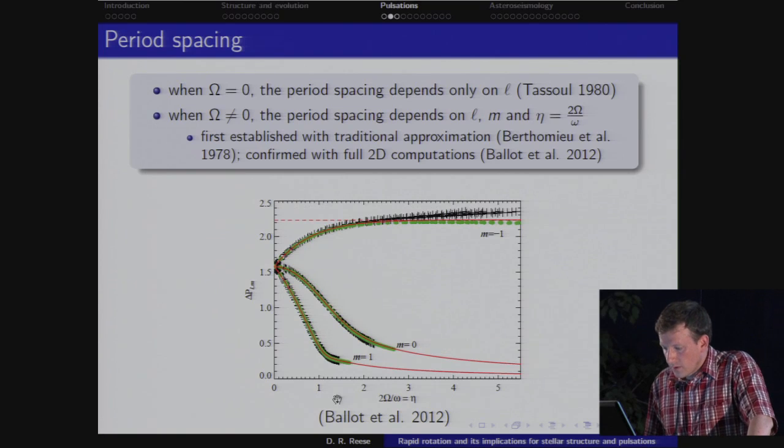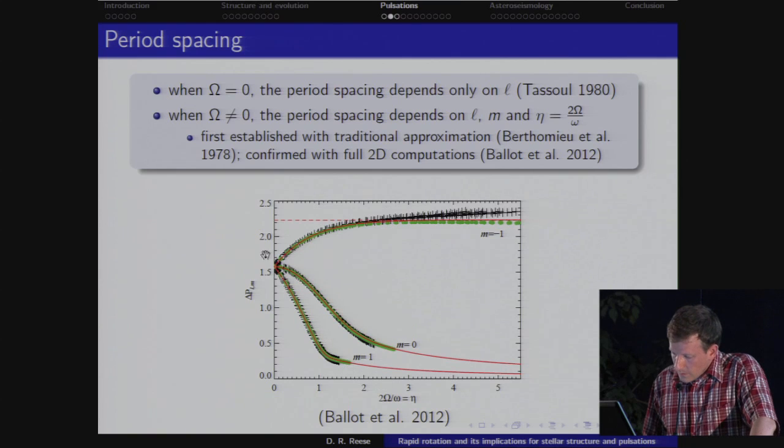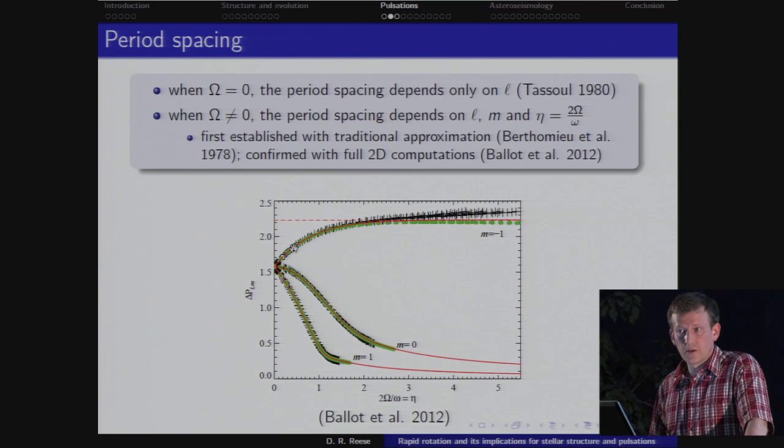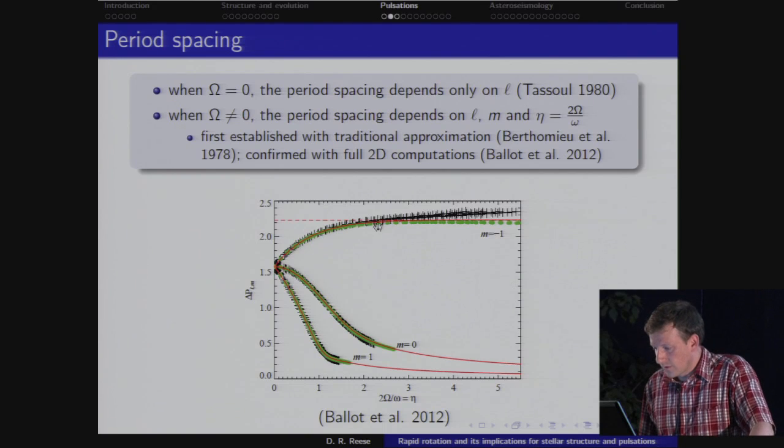And so you can see this in this diagram, which shows the period spacing as a function of this parameter eta. And you can see various numerical calculations represented by these crosses, and how they all fall on the same curve. Now, this is already established using the traditional approximation, and there's been a number of studies on this, but the latest studies with Jérôme Barou show that this continues to be true even in the full two-dimensional case with stellar deformation, except perhaps here where the deformation does play a bit of a role.